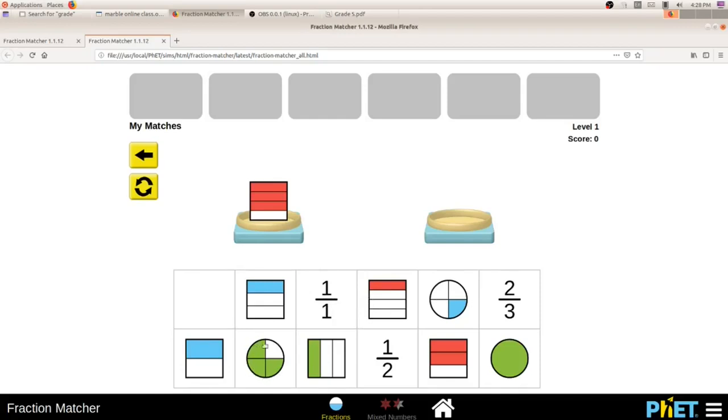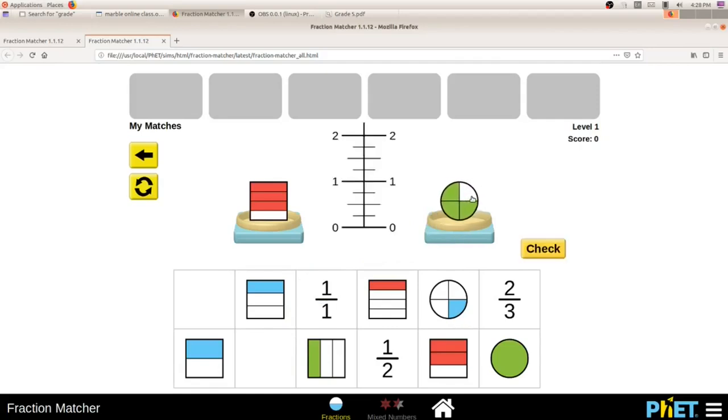What about this one? Out of 4 portions, total there are 4 portions or 4 parts. Out of 4 parts, only 3 parts are shaded. That means 3 out of 4. That means 3 by 4. So these two are matching. Now we can check the answer whether it is right or wrong. So this is our third button, check button. It will tell us whether the answer is right or wrong. So I am going to click now. Yes, the answer is right.